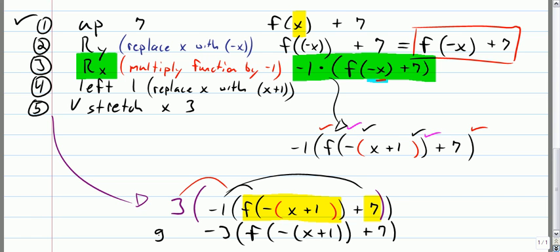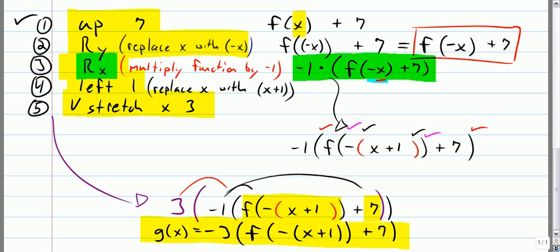That's our new function. So we could call it g of x if we want. So if I asked you, how do g of x and f of x compare? You'd say, well, you can produce the graph of g of x if you move the graph of f of x up 7, then reflect it over the y-axis, then reflect it over the x-axis, then move it left 1, then vertically stretch it by 3. So that would sit you right with this one in yellow. So good job. That was a lengthy one. That was tough, but nicely done.